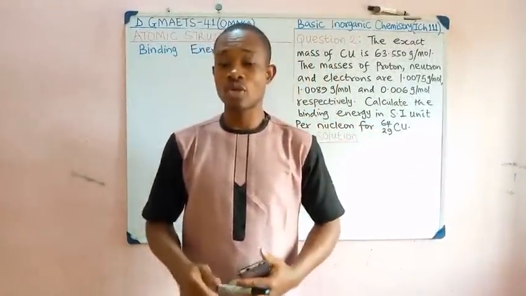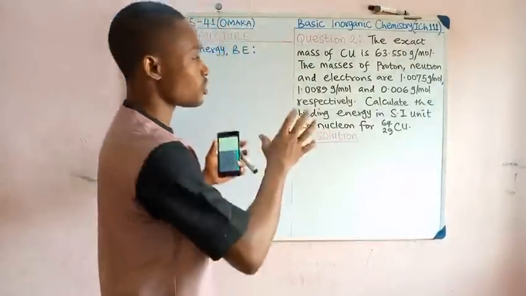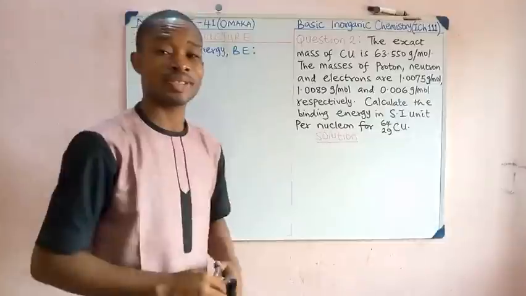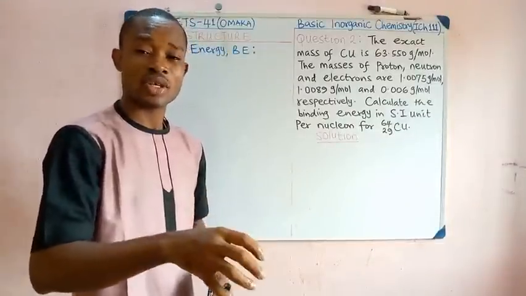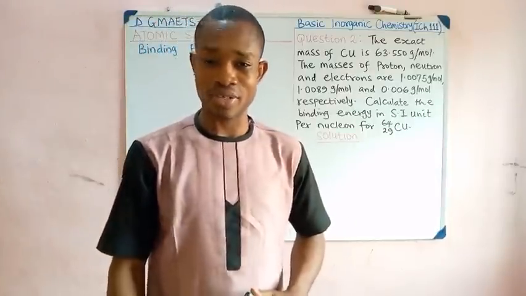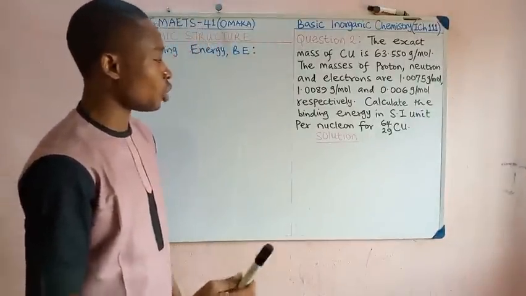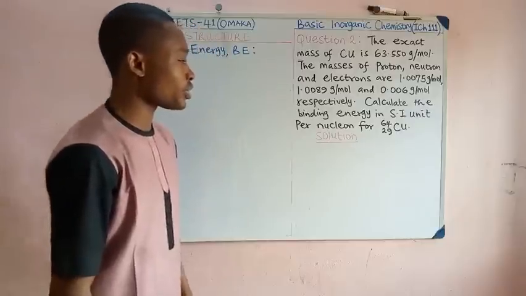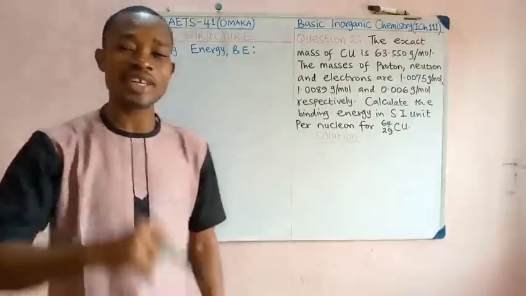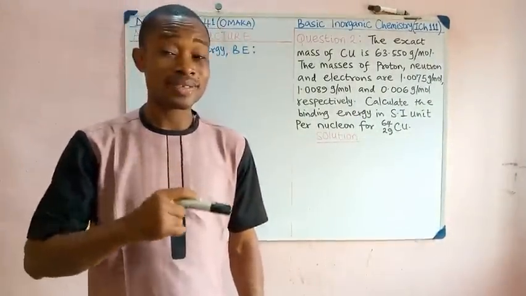Now we have this question I want to look at. Alright, it's on binding energy. I invite you to join me as we work on this question together. It reads, the exact mass of copper is 63.550 grams per mole. Exact mass, that is the actual mass. Alright, the observed mass as obtained from mass spectrometer measurement. Take note of that. The masses of proton, neutron, and electrons are 1.0075 grams per mole, 1.0089 grams per mole, and 0.006 grams per mole, respectively. The question requires that we calculate the binding energy in SI units per nucleon for which atom? Copper 64.